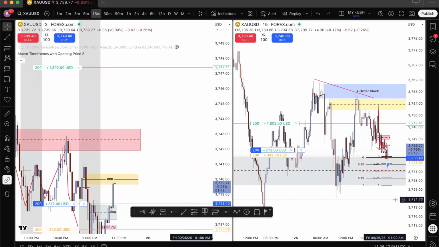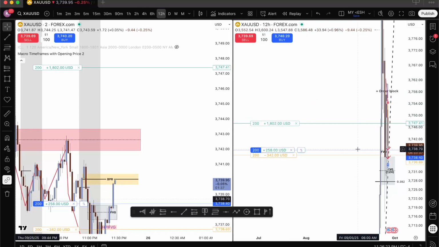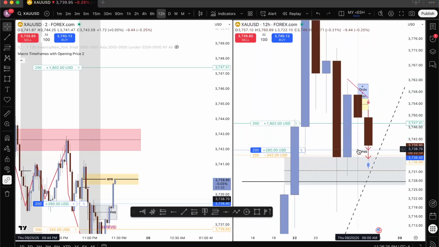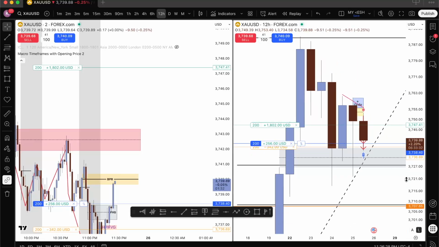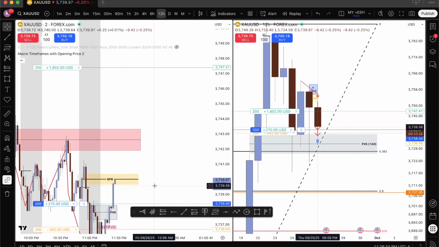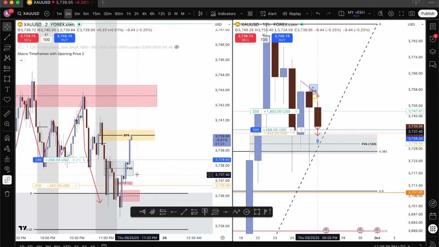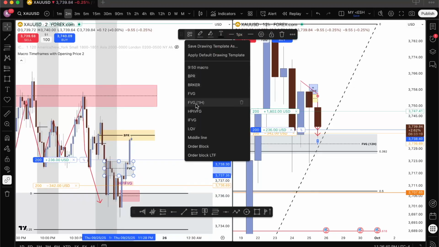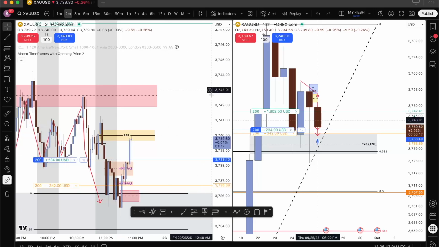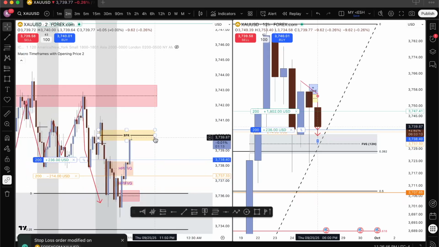We respected this 12-hour fair value gap. You get what I'm saying? Now it's time to go back to all-time highs. It could chop here for another 2-3 days, you never know. So we're just gonna take what price is giving us. This turns into another inversion fair value gap. Move my stop up.